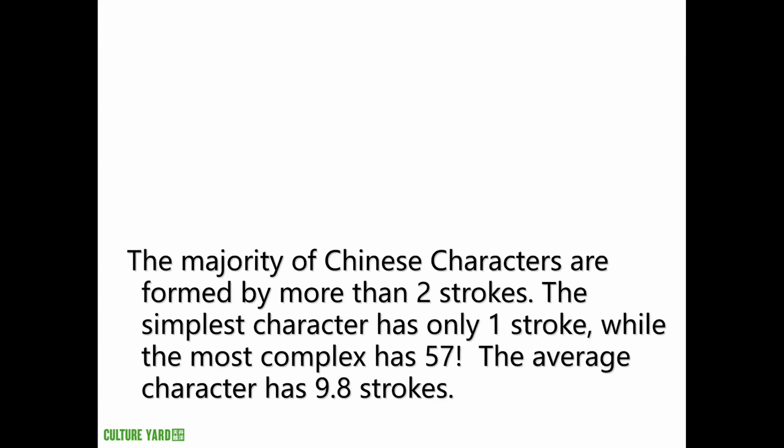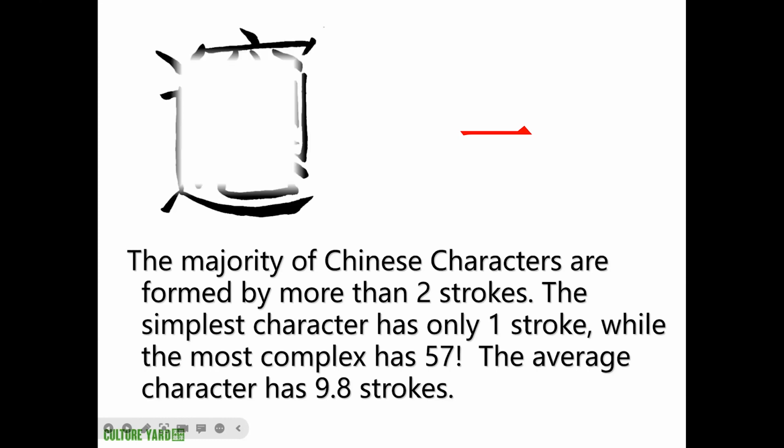And then maybe you want to know, how many strokes does one character include? The majority of Chinese characters are formed by more than 2 strokes. The simplest character has only 1 stroke. I show you. This is one character. You can think it's a stroke. But 1 stroke, this is also a complete character. 一, right? 1.